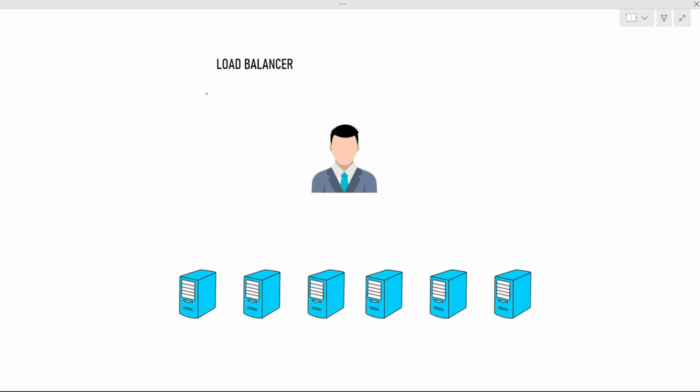Today we're gonna study about the load balancer. It's a very important topic whenever it comes to system design. You must fully understand it.